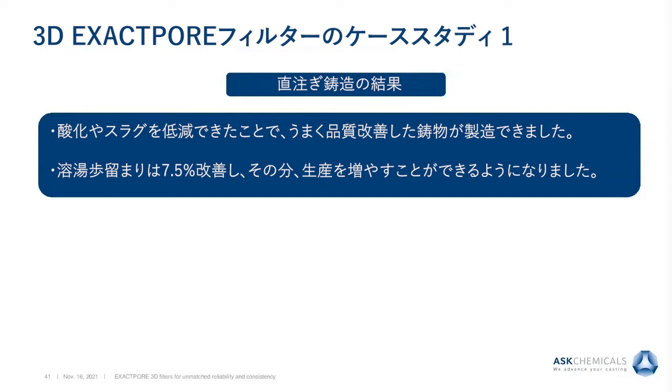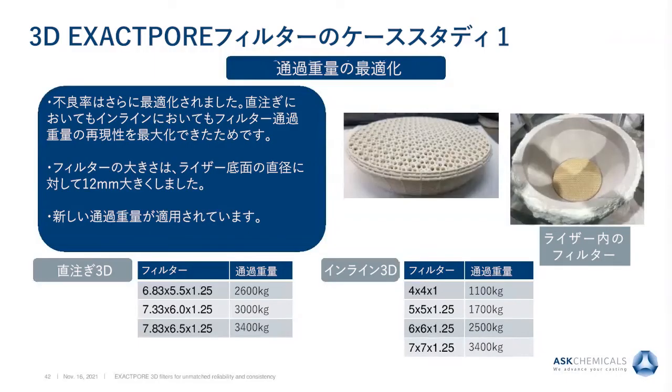After reviewing the casting results, the castings poured successfully with quality improvement due to oxide and slag reductions. Yields were then increased 7.5% by removing the gating system, which allowed for increased production. As a filter program was further implemented at this customer, capacity optimization was realized.